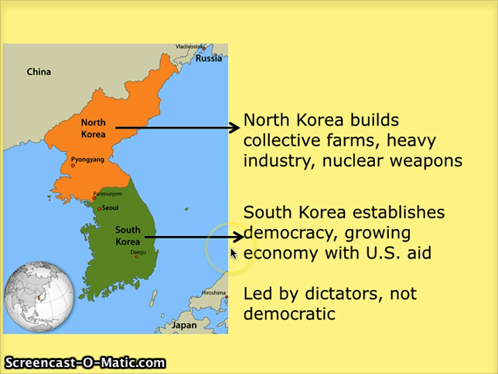In South Korea, we have democracy. We also have a growing economy and trade with the US. And the US ends up bringing a lot of aid to South Korea to ensure that North Korea will not take it over again.